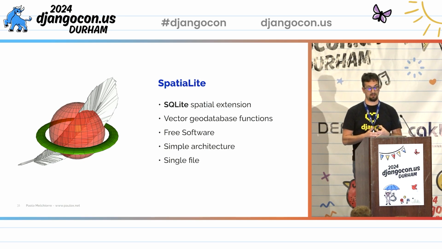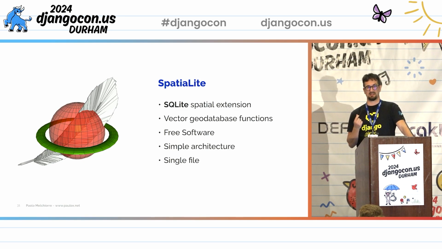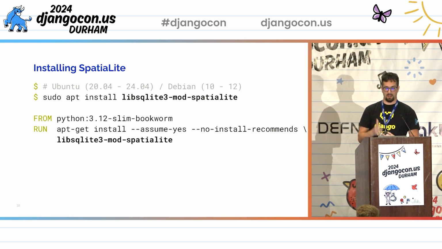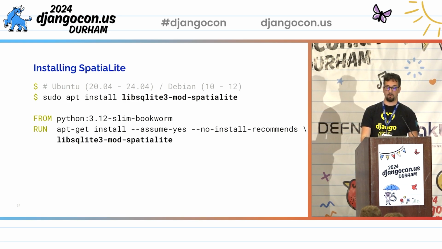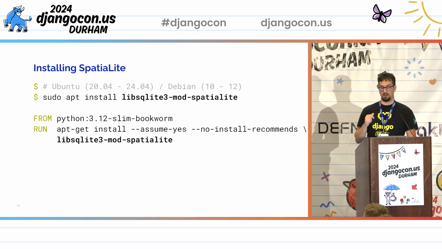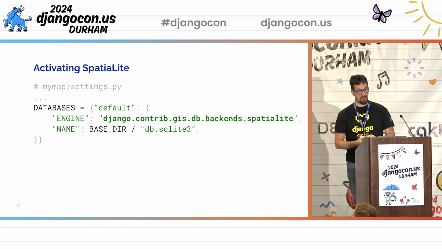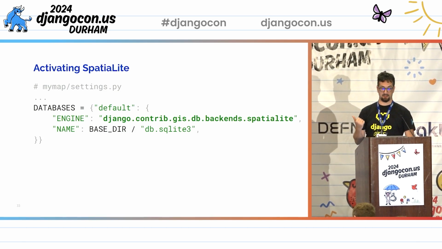It provides vector database functionality. And SpatiaLite has a very simple architecture, which is a complete database in an ordinary file, which is very convenient to experiment. As before, to install the SpatiaLite package on a Debian-based system, we can use the apt package manager, and in Docker, based on the Python bookworm image, we can install it in this way. And after that, we add SpatiaLite as a database backend in the default engine in our project settings.